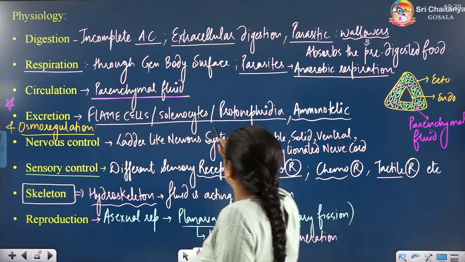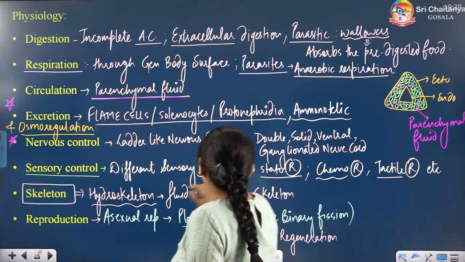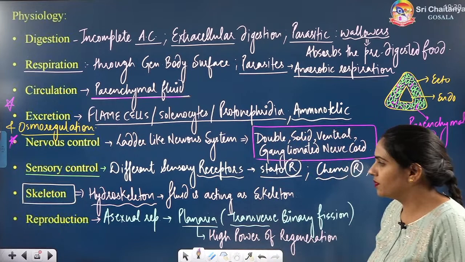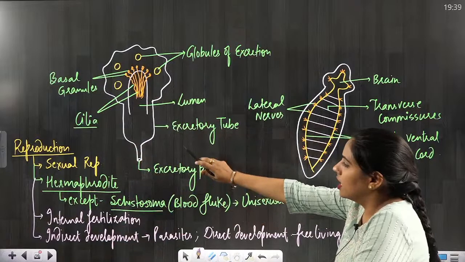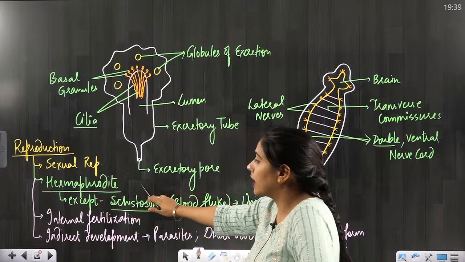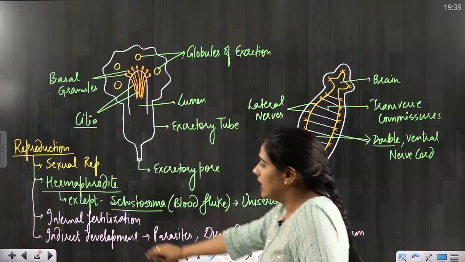The nervous system is also important. You have to remember double solid and ventral ganglionated nerve cord. Then reproduction is important. Asexual reproduction is also seen, for example, in Planaria. Sexual reproduction is also seen. Okay. And in parasites, you will see that they are hermaphrodite or bisexual. There is one exception, Schistosoma, which is unisexual. Internal fertilization is seen, and mostly indirect development is seen.